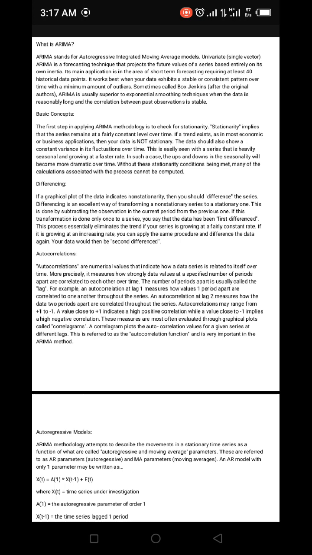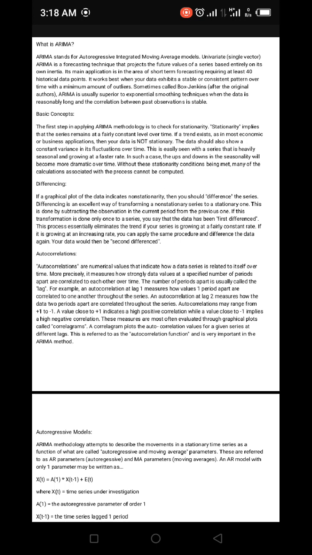The second concept is autocorrelation. Autocorrelation is just trying to see how data is related to itself over time. For example, the prices of goods: how stable they have been over time, and how they are related to themselves, predictable or not predictable.